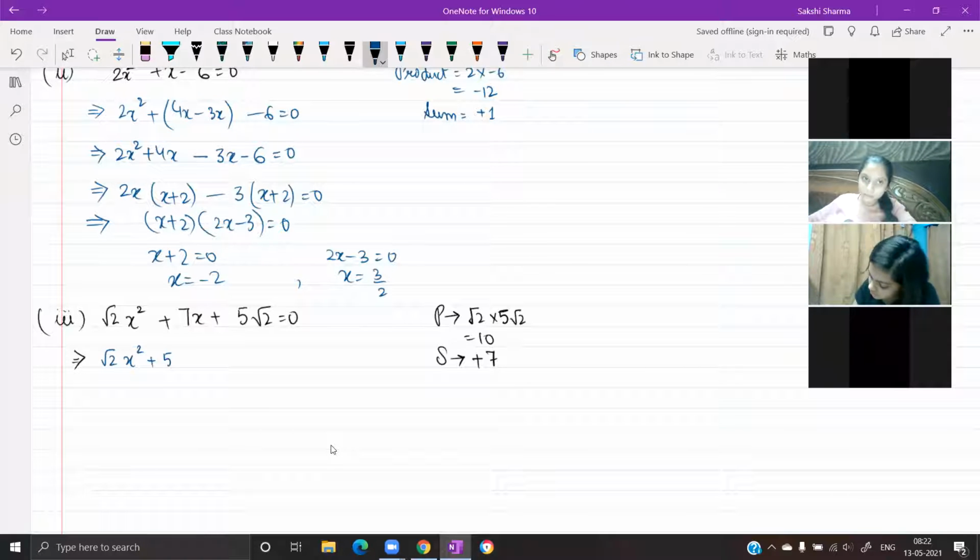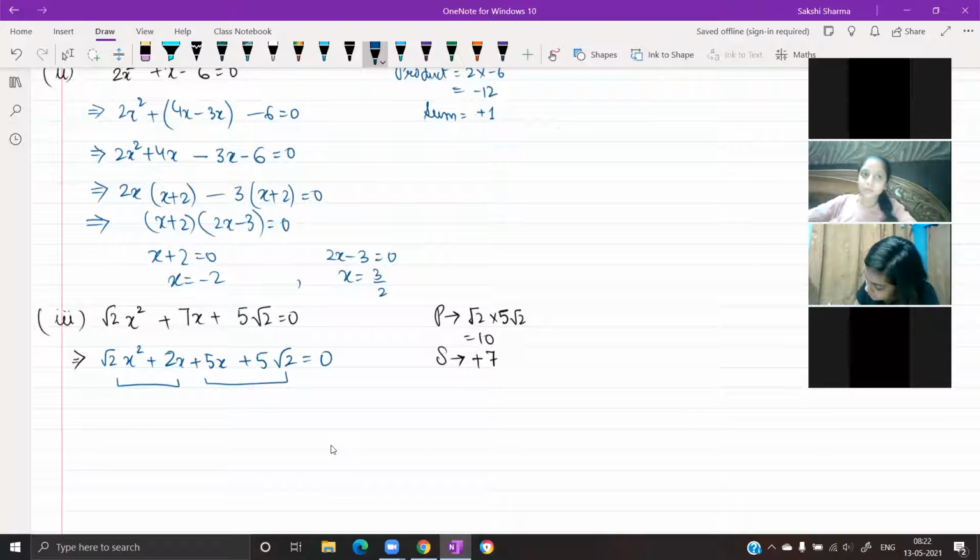Middle term split is very convenient here. You could just take 2x and 5x. The sum is 7x and the product of the coefficients is 10. Regroup and take common factor from both pairs. Pair of first and the second term, pair of third and the fourth term.